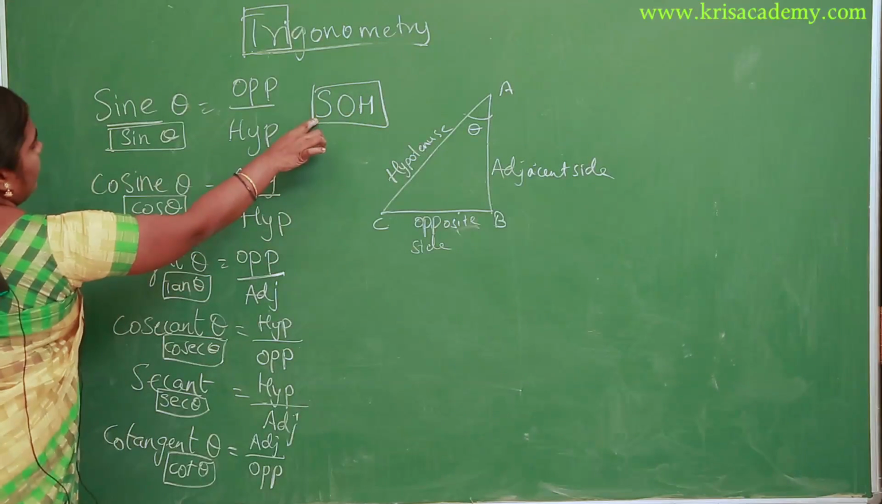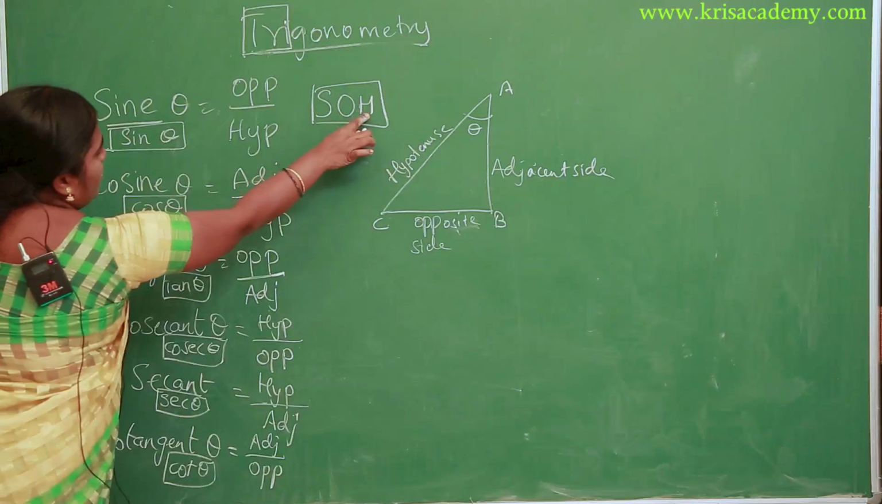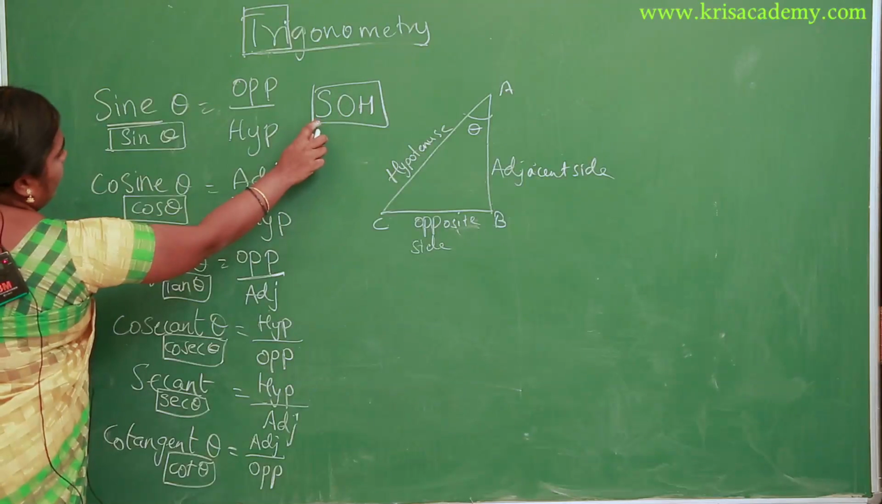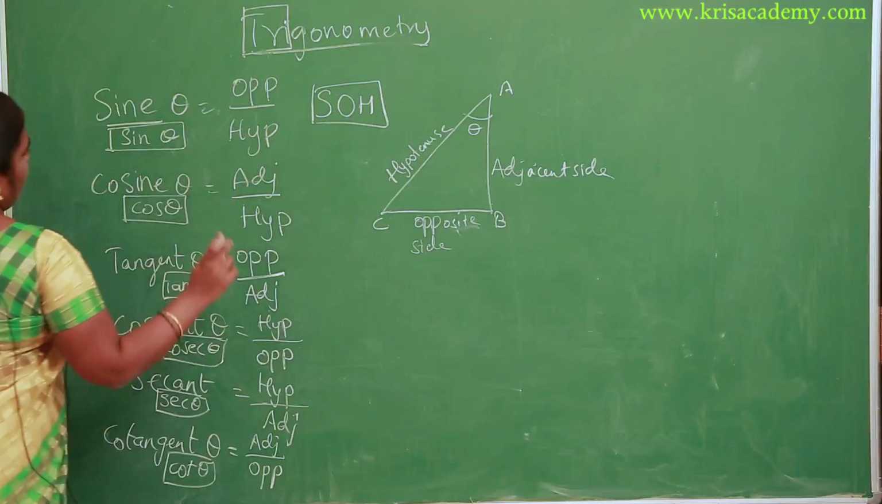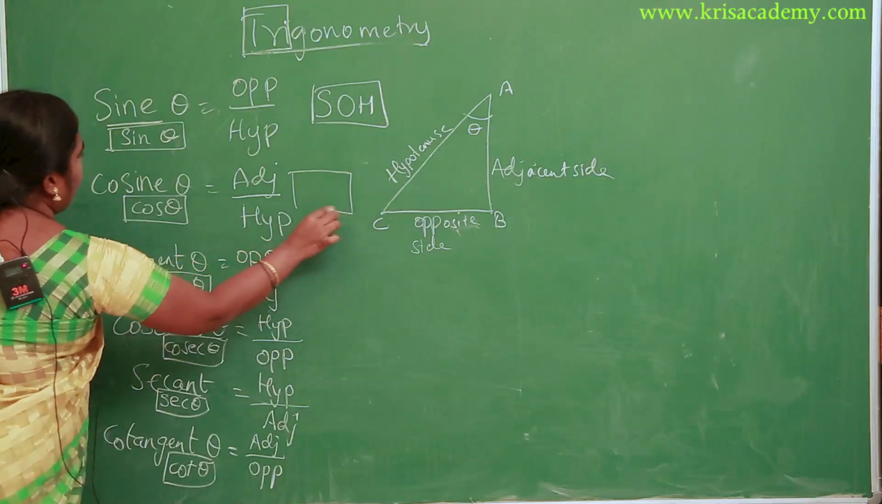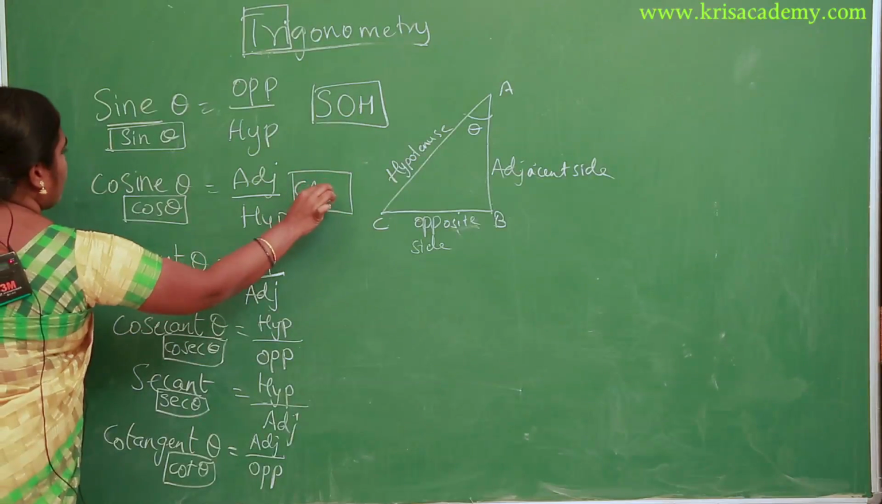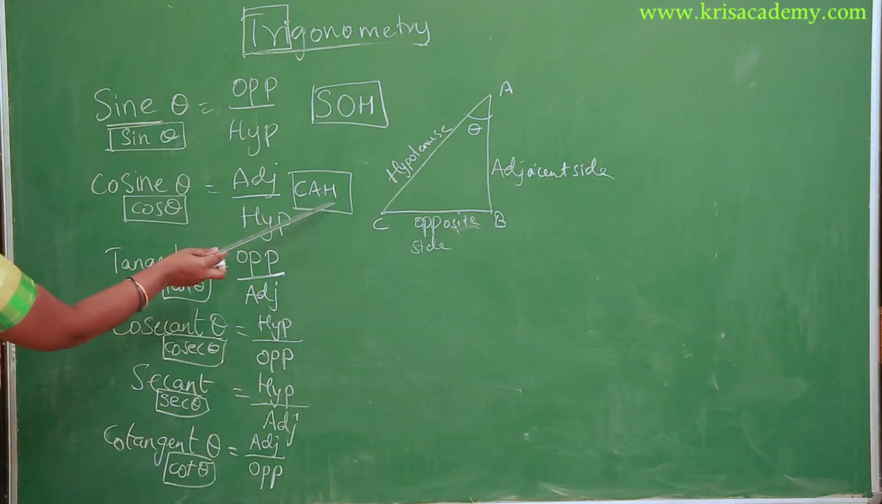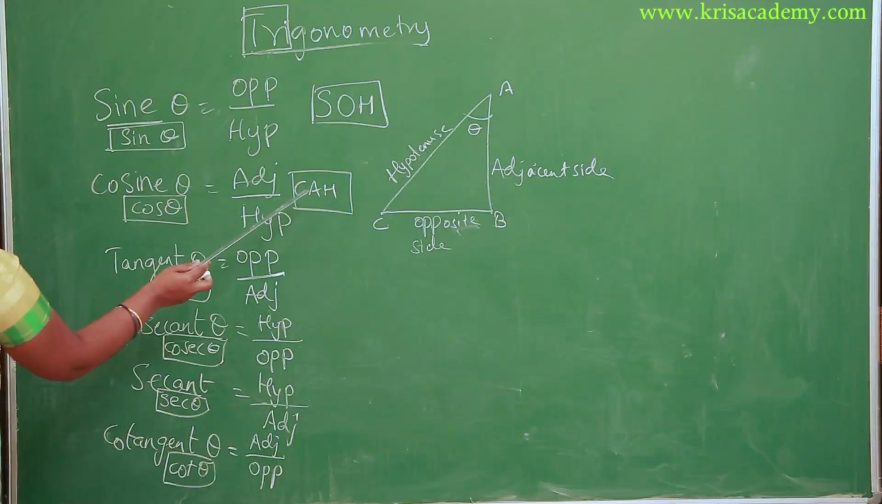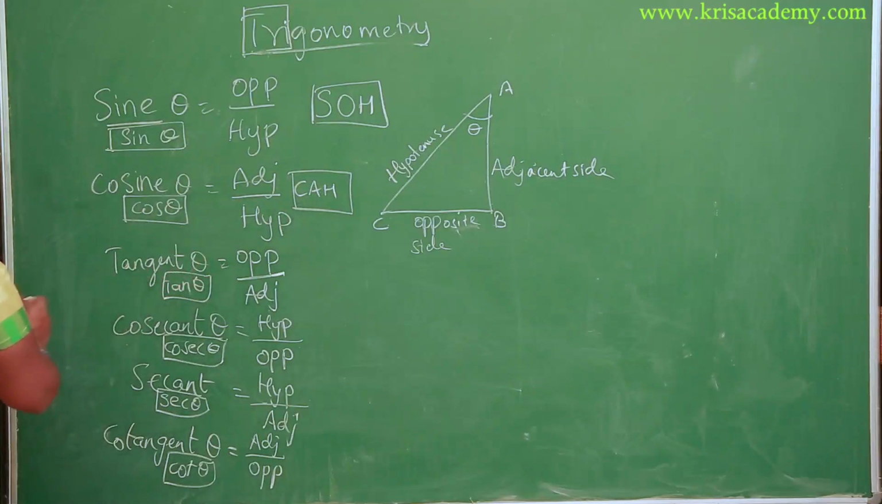S indicates sin theta, O indicates opposite, H indicates hypotenuse. So cosine is CAH. C indicates cos, A indicates adjacent, H indicates hypotenuse.